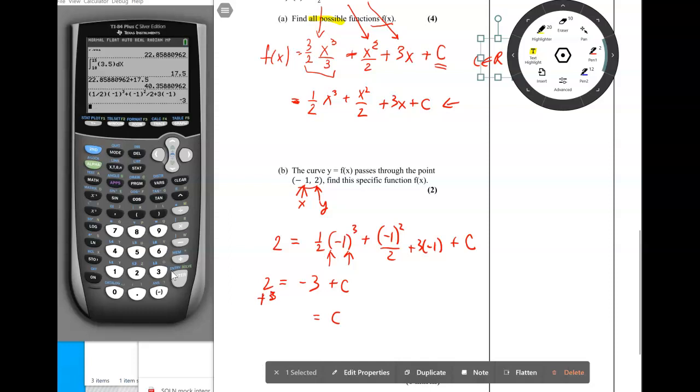oops, there's some lag here. Oh my gosh, come on, eraser. There's so much lag here. Good thing I'm not playing a video game.